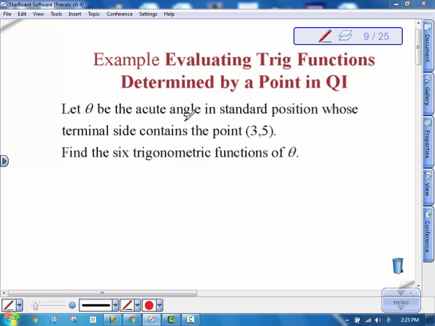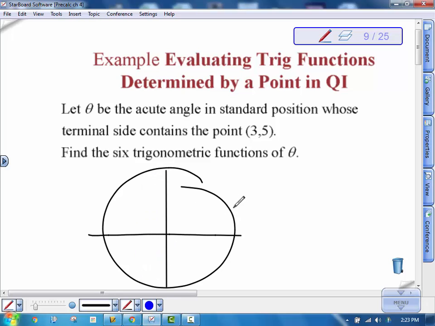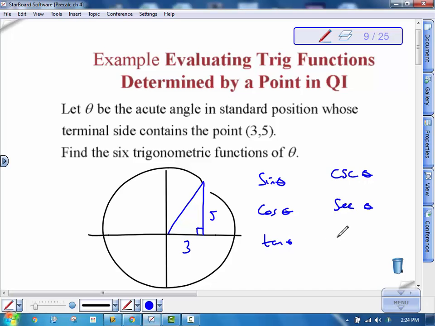We're also going to do problems in the homework like this, where I give you a point on the terminal side of an angle. So let's put that point on there. So it says the angle is in standard position and the terminal side contains the point 3,5. That tells us we're in the first quadrant. So make a triangle in the first quadrant where this side's 3 and this side's 5, because we're going over 3 in x and up 5, up y. Then from there we can find the 6 trig functions. So we want sine, cosine, tangent, and then we want the reciprocal of sine, which is cosecant of that angle. We want the reciprocal of cosine, which is secant, and we want the reciprocal of tangent, which is cotangent.